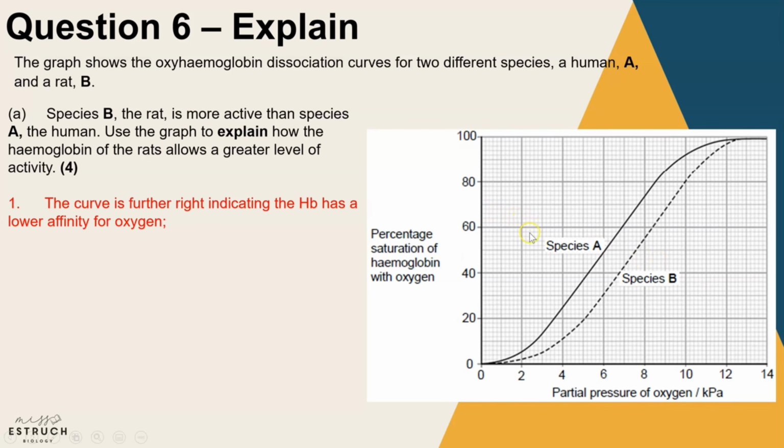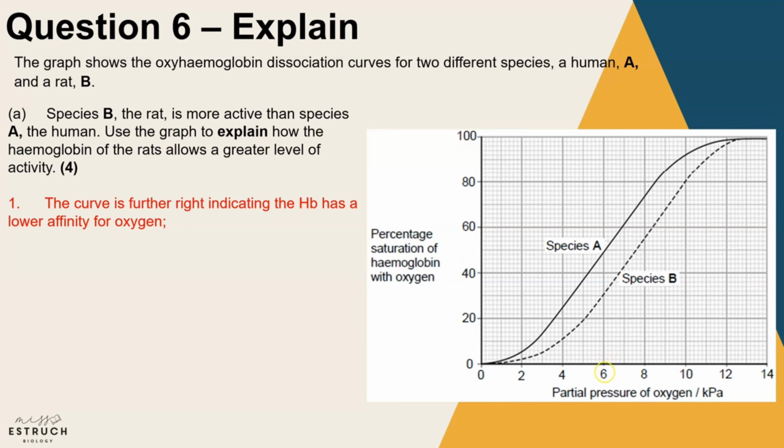So the first piece of evidence would be pointing out that for species B, their oxyhemoglobin curve is to the right. So that's the first mark. The curve is further to the right, and what that tells you is the hemoglobin has a lower affinity for oxygen. And the way that we know that is if you just pick a partial pressure.